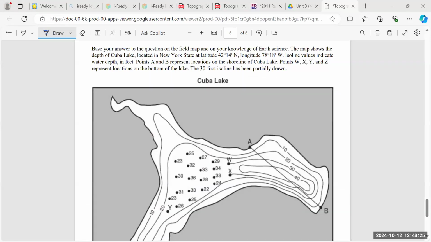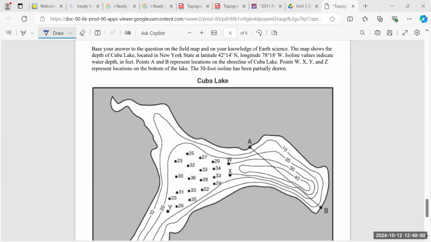All right, everybody. So we're going to look at 15. It says, base your answers to the question on the field map and on your knowledge of earth science. The map shows the depth of Cuba Lake located in New York State at latitude 42 degrees and 14 minutes, longitude 78 degrees and 18 minutes west. Isoline values indicate water depth in feet. Points A and B represent locations on the shoreline of Cuba Lake. Points W, X, Y, and Z represent locations on the bottom of the lake. The 30-foot isoline has been partially drawn.